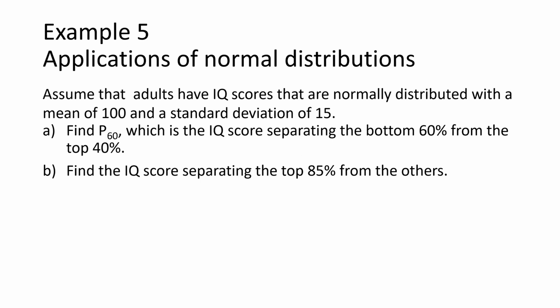Question B will be to find the IQ score that separates the top 85% from the others. So here the alpha is going to be equal to 0.85. So the bottom is going to be the bottom percentile of 15, so the 15th percentile that separates the bottom 15%. So let's do that.